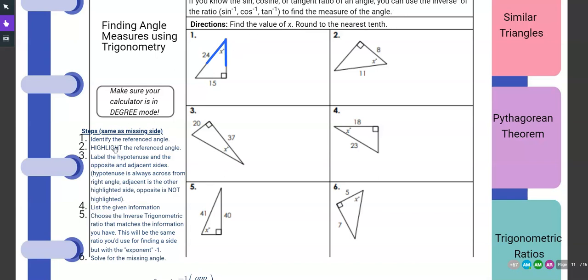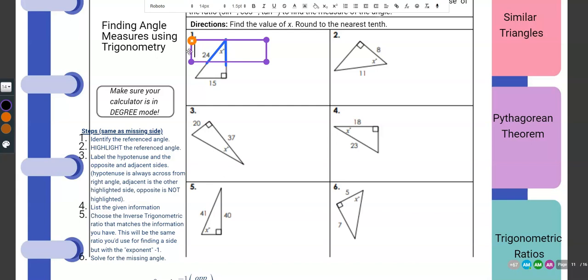So the steps are essentially the same. You highlight the referenced angle, label the sides. So here we have our hypotenuse, which is across from the right angle. We have our adjacent side, which is the other side that is touching the angle.